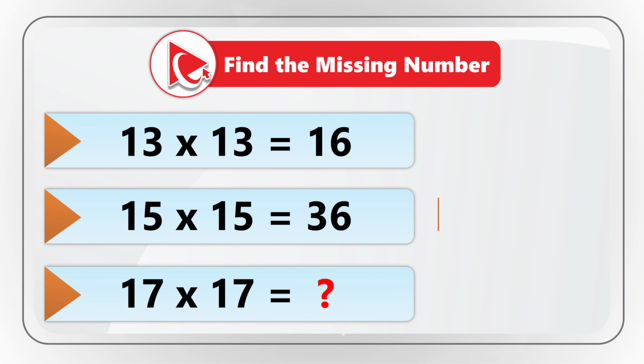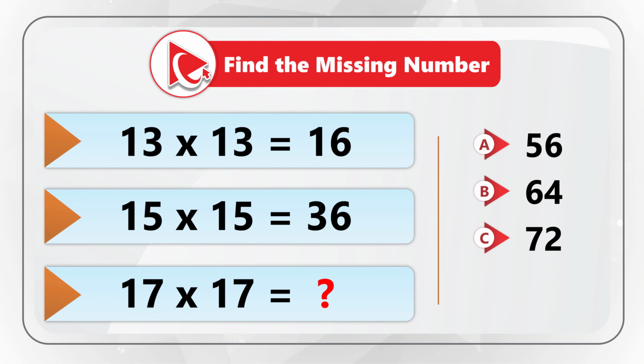You have 4 different choices to select from. Choice A, 56. Choice B, 64. Choice C, 72. And choice D, 81.